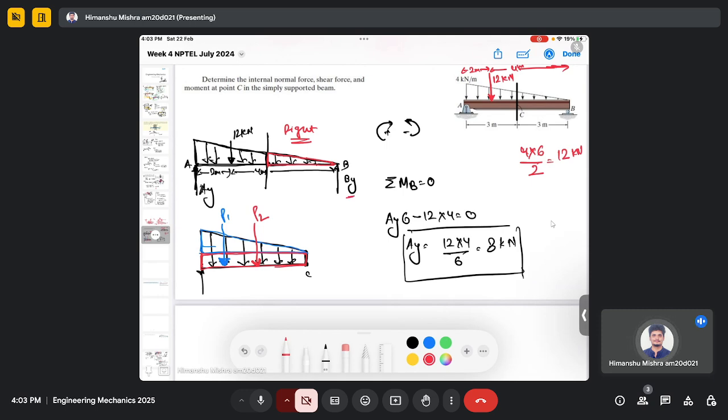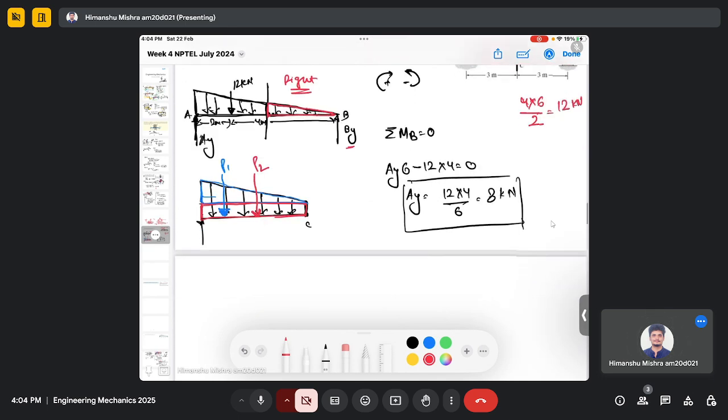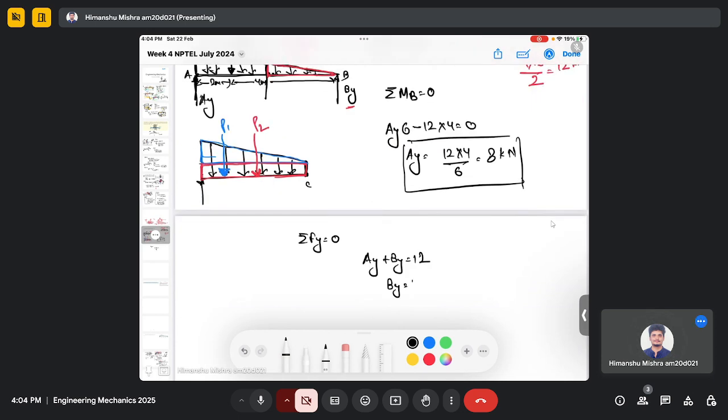So now we need to calculate By also, right? And the By, if I do the force balance analysis, so my Ay plus By equals to 12. So my By will be 12 minus Ay, which is 12 minus 8. So my By will be 4 kilonewton force.